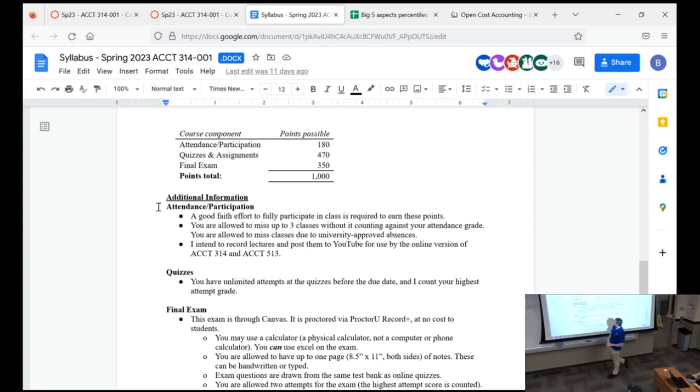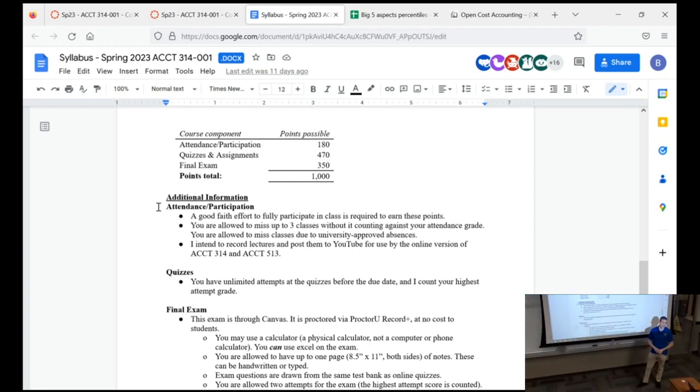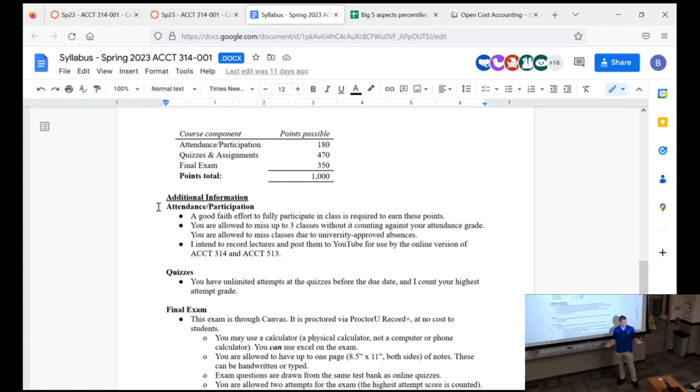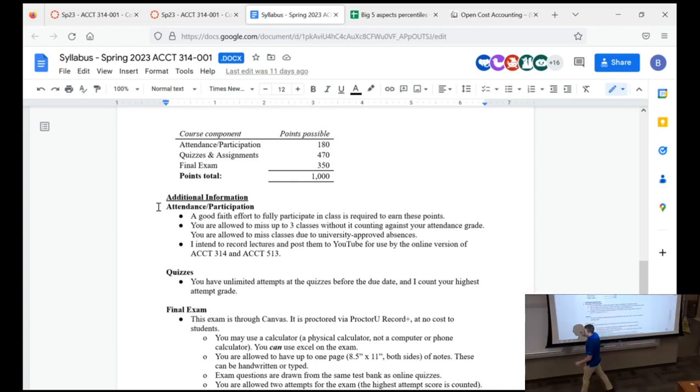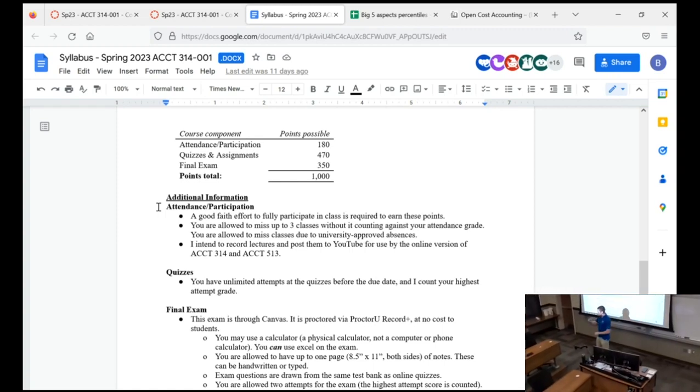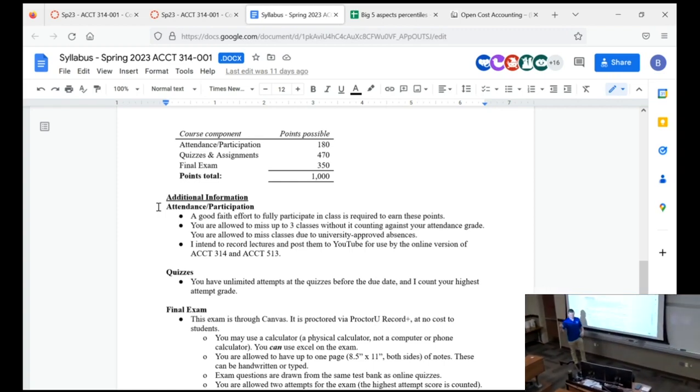You're allowed up to 3 classes to miss without it counting against your attendance grade. You're allowed to be sick. You're allowed to have job interviews. That's also important in your life, right? In the attendance section of Canvas, I mark you present, but then I click that it was an allowed absence, and once you've gotten up to 3 of those, if you miss again, I start marking you absent after that third one. And of course, you're allowed to miss classes due to university-approved absences.